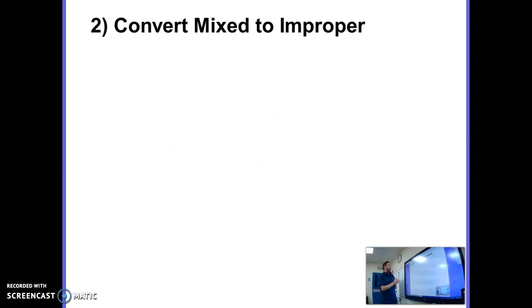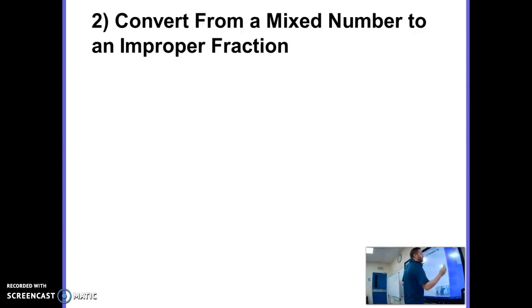Part 2, we're on to mixed to improper. Now what do we mean by that? That's not a very good title, it's not very well defined. We're saying we're converting from a mixed number to an improper fraction. So we've got two key terms here: mixed number, improper fraction.